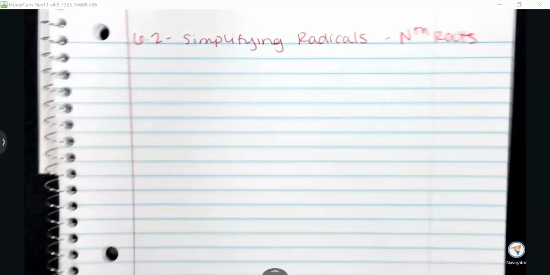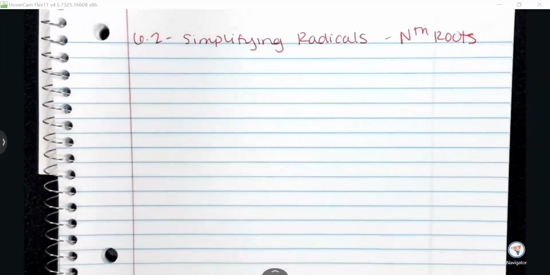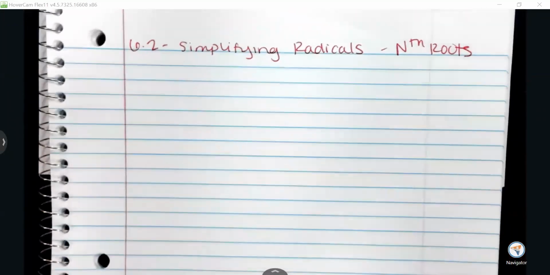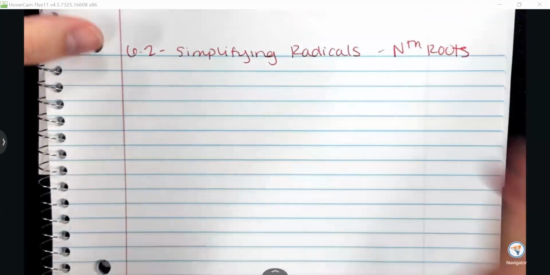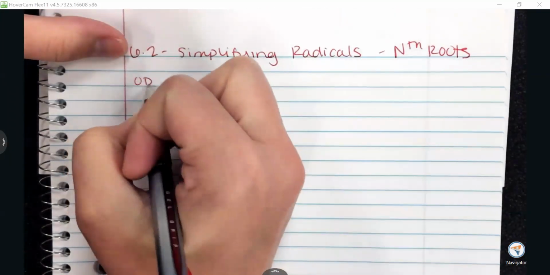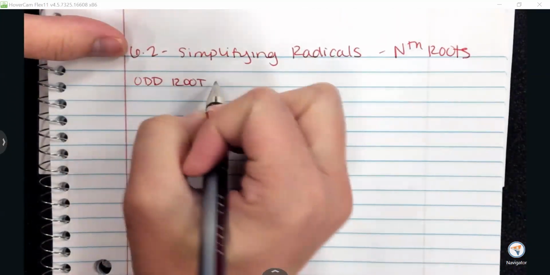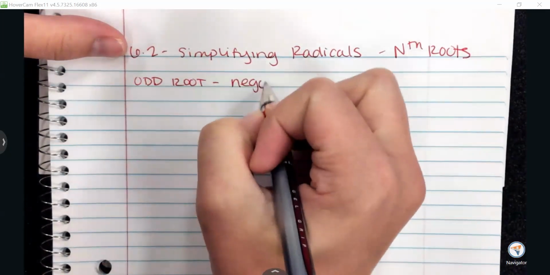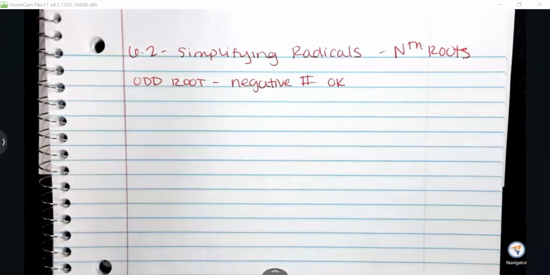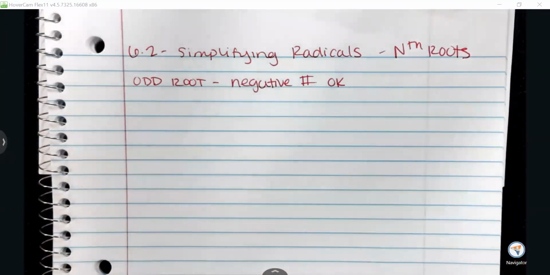So nth root just means that I can have roots that are bigger than 2. They're not just squared. It can be the cube root, the 4th root, the 5th root, the 9th root, whatever you want to call it. Okay. So here's my biggest piece of advice. If you have an odd root, then negative numbers are okay, meaning I can take the cube root of a negative number.